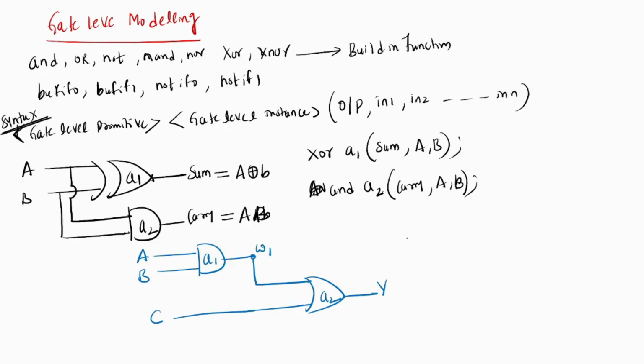So how are you declaring this? The gate level primitive is AND, followed by the gate level instance A1, and output W1 comma A comma B, and the OR gate level primitive A2, and the output is Y, followed by W1 comma C. So like this you need to do.